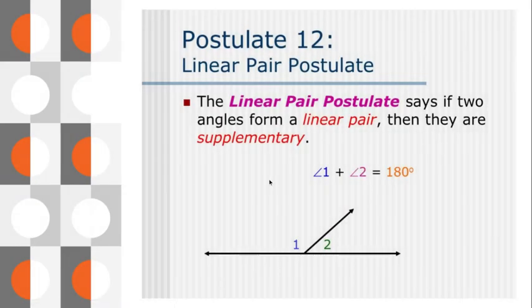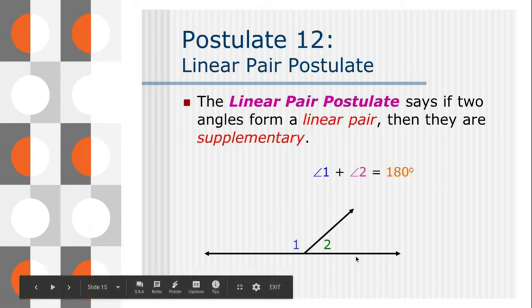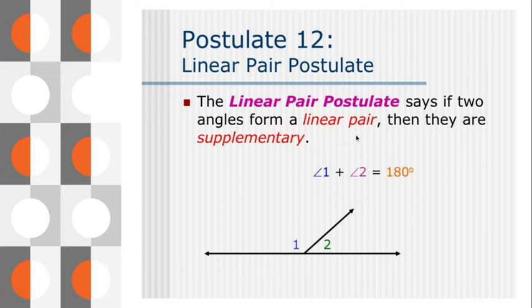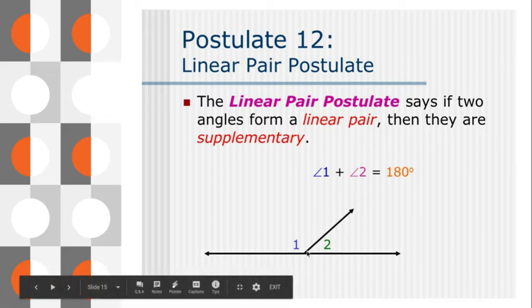The linear pair postulate. Again, if you look at the first four letters of linear, it spells line. So a linear pair is a pair of adjacent angles whose non-common sides form a line. The postulate says that if two angles form a linear pair, then they're supplementary. Because remember, a straight angle is a line which is 180 degrees. So angle 1 plus angle 2 would equal 180 degrees.